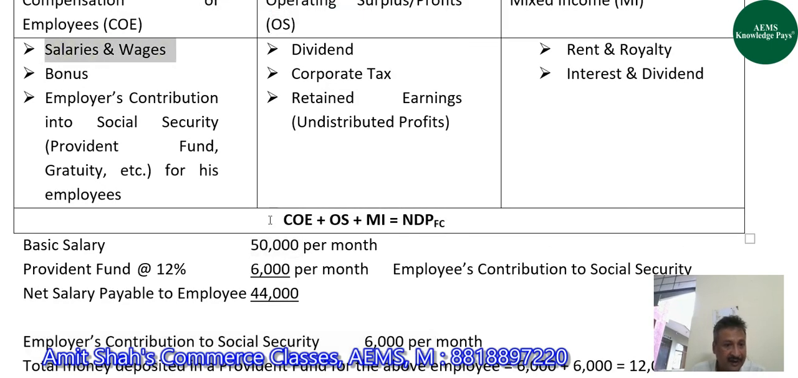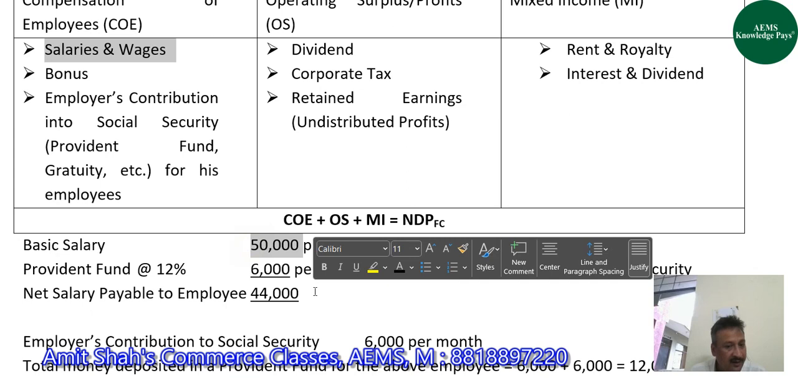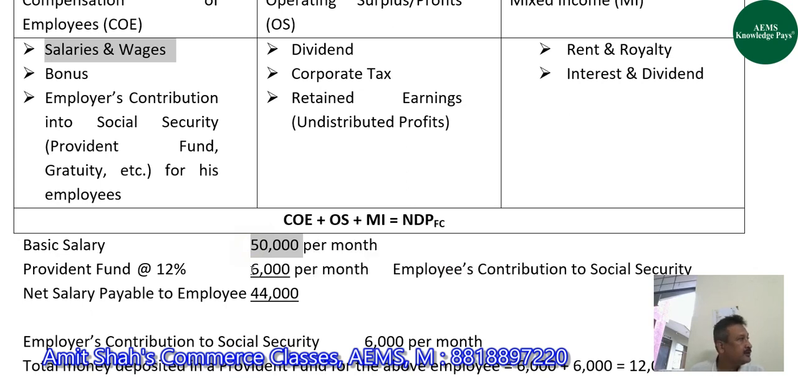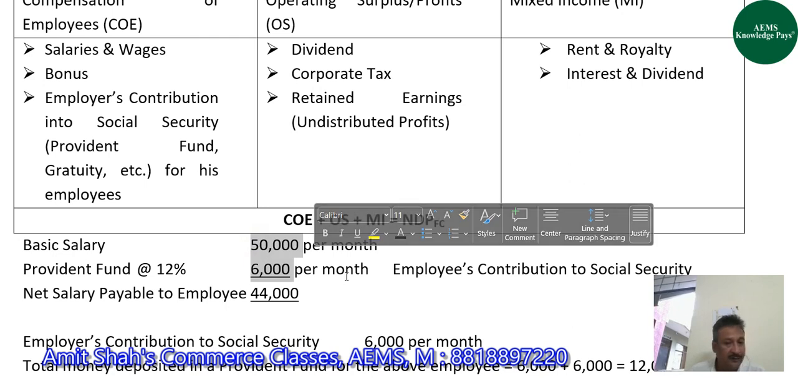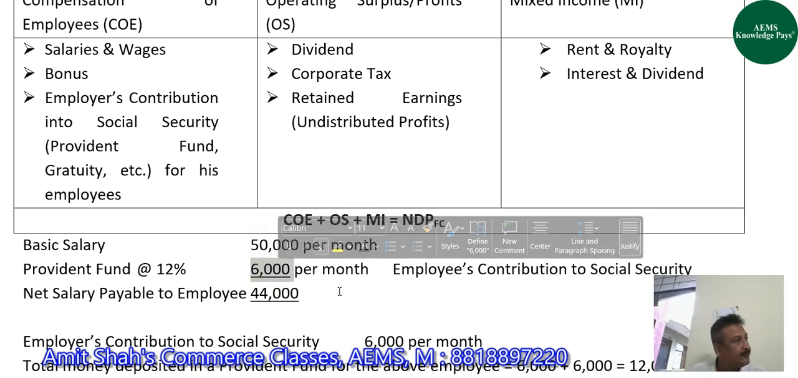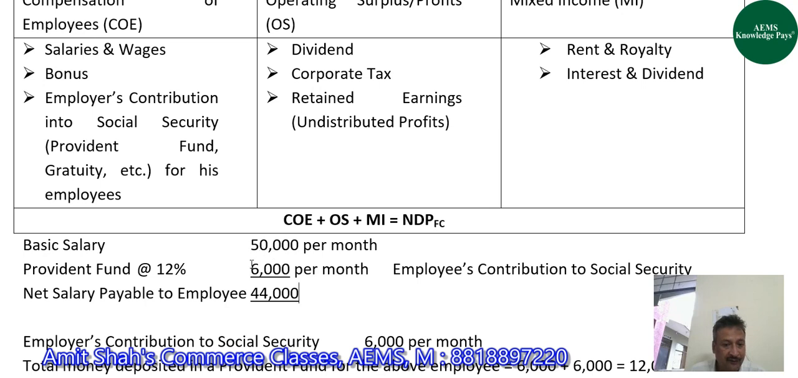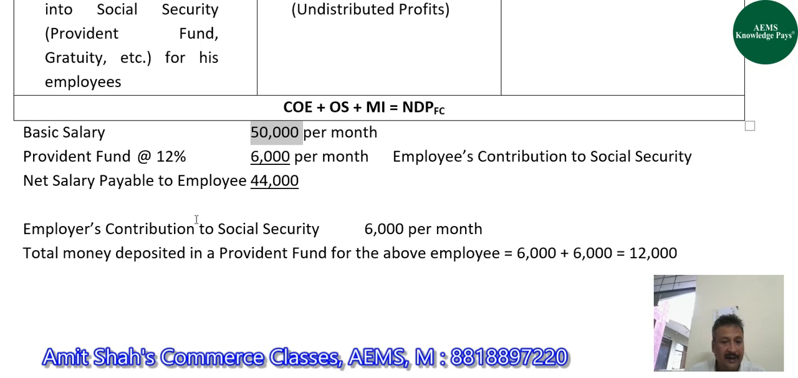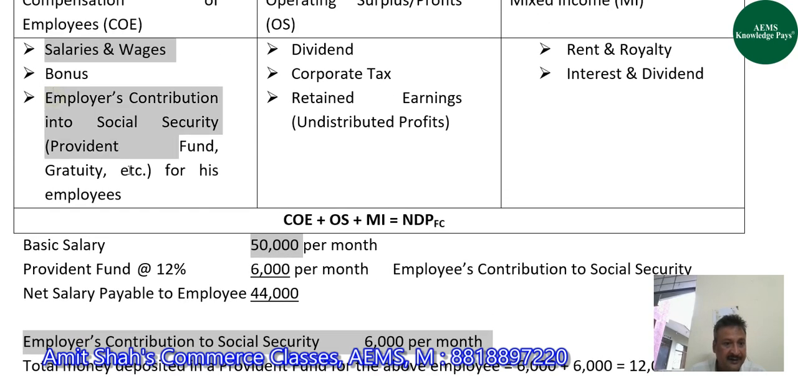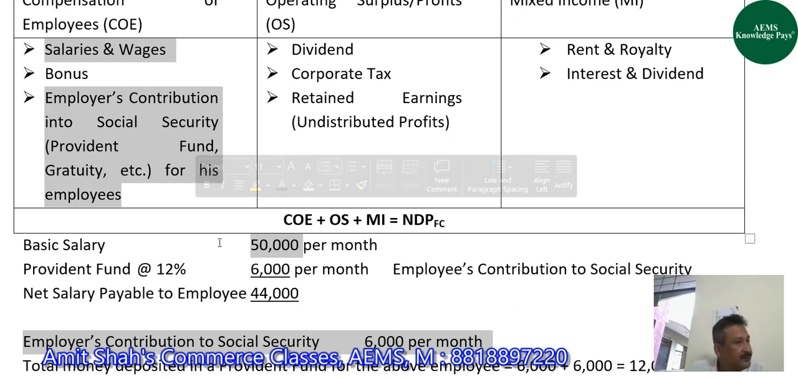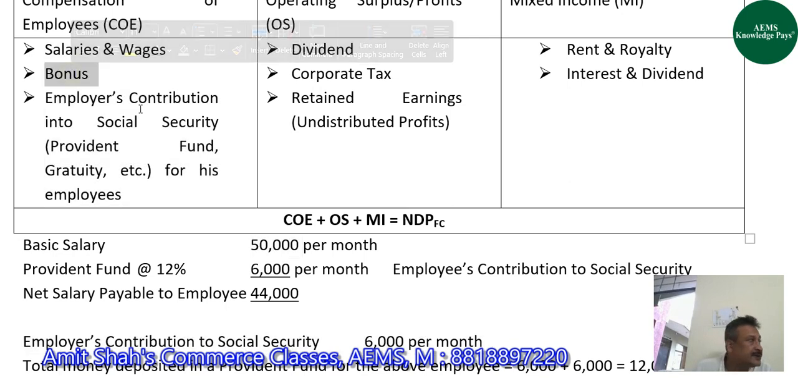We take here salaries and wages, that is this one, in which already 6,000 is included. Because this 6,000 is part of this 50,000 only. From this 50,000 only, this 6,000 has been deducted. So instead of taking this part, we take this 50,000 here. And what your employer pays from his own pocket, that is taken here. This is how COE would be 56,000 if there is no bonus. If bonus is there, COE will increase.